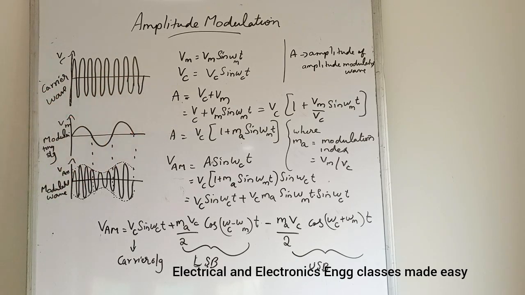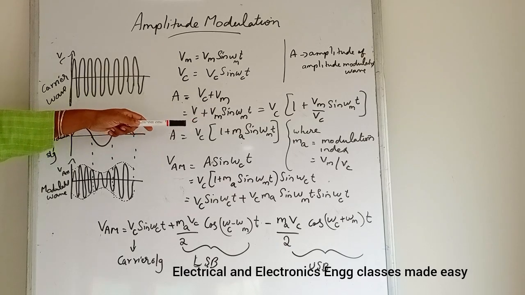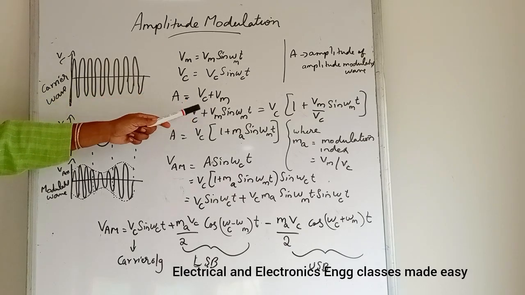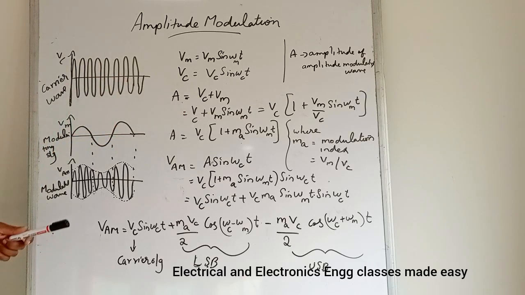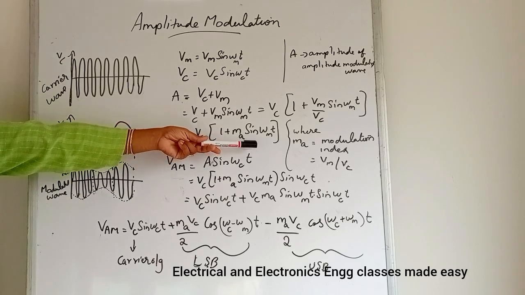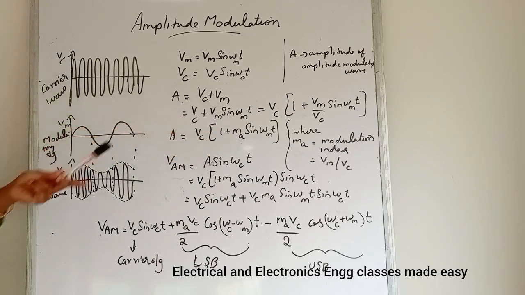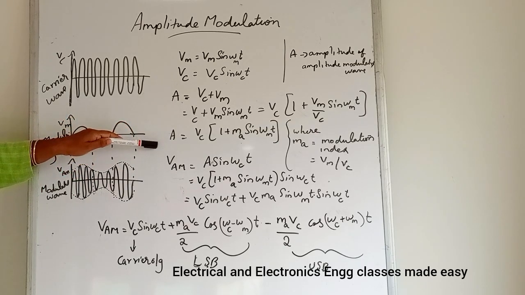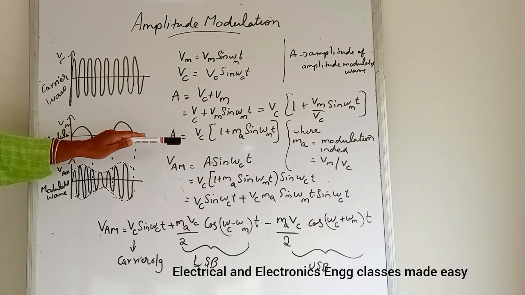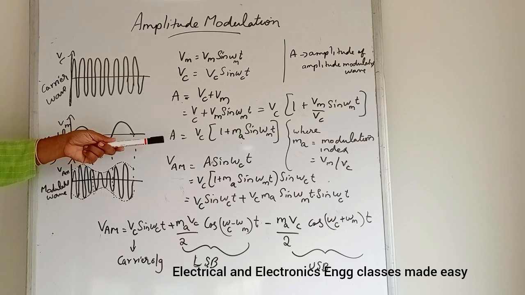So we can write Vc + Vm sin ωm t, which we can write as Vc into 1 plus, that is Vc we take outside, so we can write 1 + (Vm/Vc) sin ωm t. Let Ma be Vm/Vc, where Ma is the modulation index. So we can write A = Vc (1 + Ma sin ωm t). So this is the amplitude of the amplitude modulated wave.